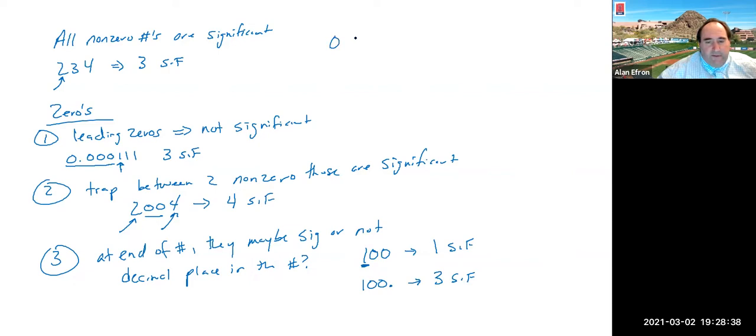If I had 0.00500, these would not be significant. This is significant, significant, significant, because there's a decimal point right there I circled. And that would give this guy 3 significant figures. Any questions on how to figure out if a number is significant or not?